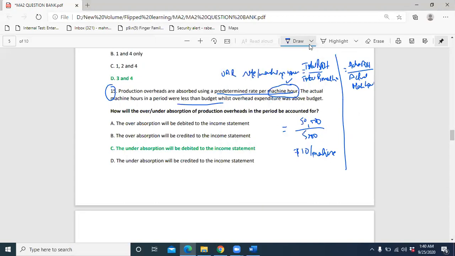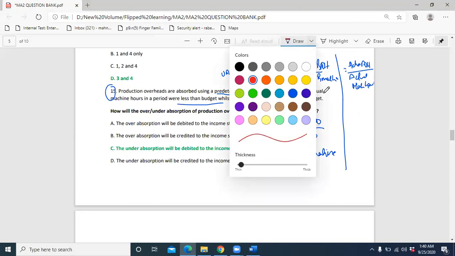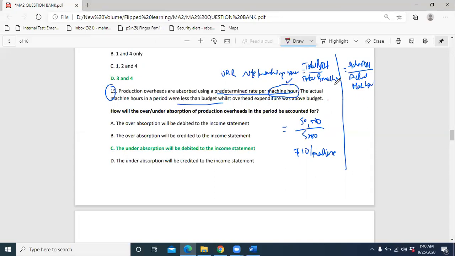Listen very carefully. These kinds of theoretical questions can also test your knowledge. If they tell you that one activity level is less than the other, actual is less than the budget, or actual cost is either more or less than the budget, then you're asked to identify whether this situation will lead to under absorption or over absorption. At times they also ask you about the accounting treatment and how it's going to be treated in the income statement. If it is under absorbed, it's going to be debited in the income statement. If that situation would lead to over absorbed overhead, it would be credited.